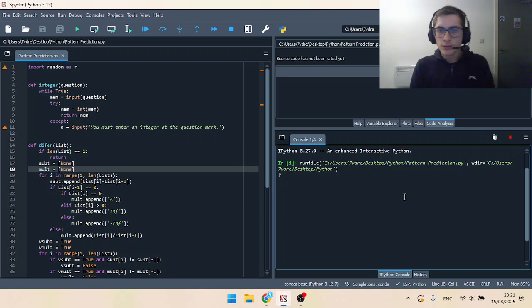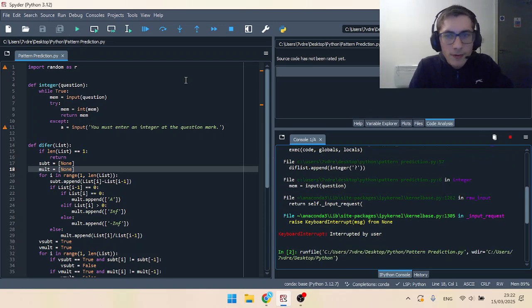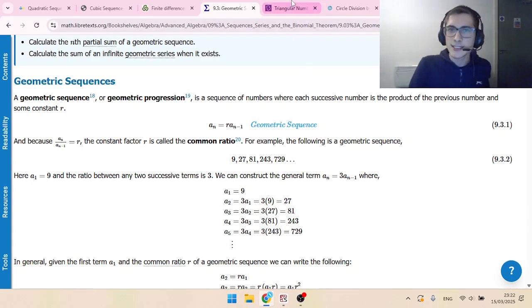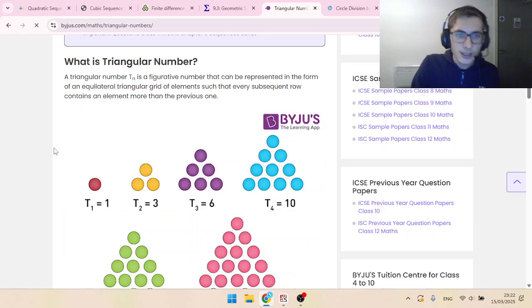Right. So now we need some good sequences to test. Let's start with the obvious one. So 1, 2. Okay, see, it's already predicted 3, and it's going to keep predicting the same other ones. Next, let's have a look at a quadratic sequence. Let's have a look at triangular numbers.